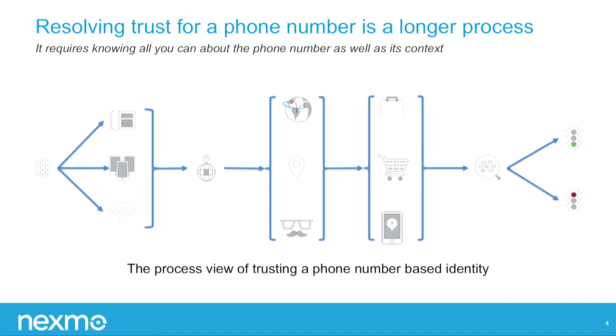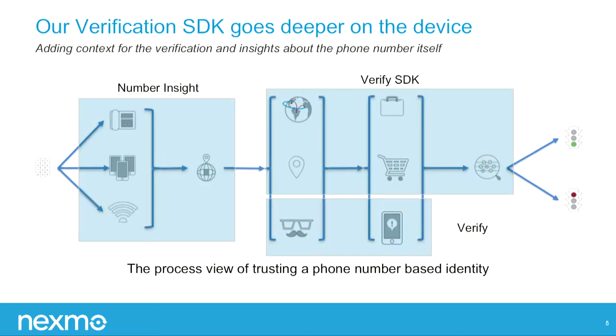So where we can help is actually with our Number Insight API. This API will give you some information about the who of the phone number. It gives the type of the phone number, and what network it has been ported to, which could be interesting. Is it roaming somewhere? Because that could be interesting.